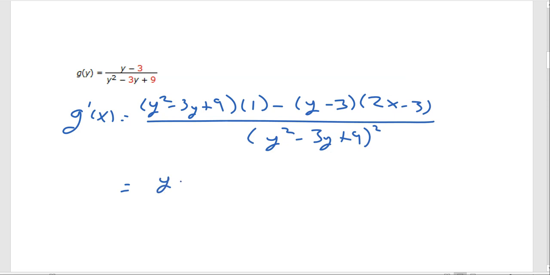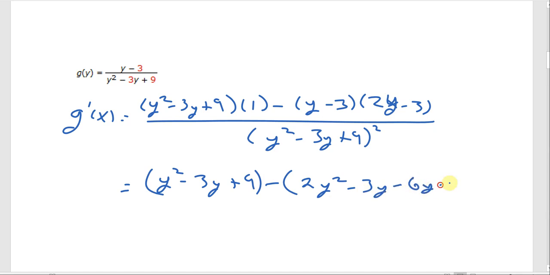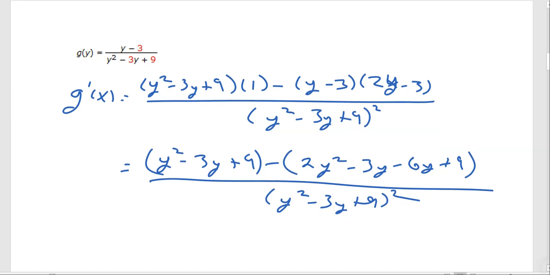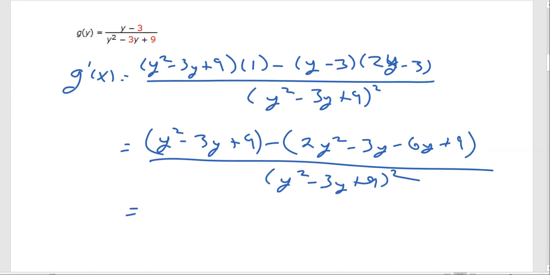So simplifying a bit, let's see, we get y squared plus 9 minus, now let's be careful. I'm going to make an extra step in here so I don't mess up my signs, okay? Why do I have a 2x minus 3, by the way? It should be a 2y. That's going to be 2y squared minus 3y minus 6y plus 9. Now the denominator, don't bother multiplying that out, okay? Because that's already all factored, right? So we don't need to worry about the denominator a whole lot.